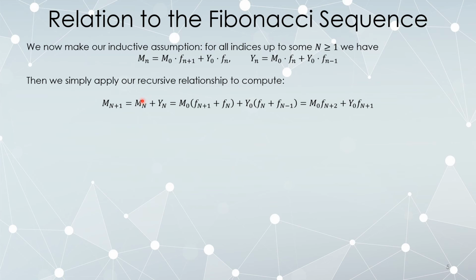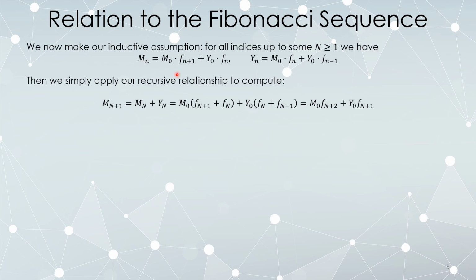So we have recursively assumed that m sub n is given by this formula with capital N's, and y sub n this formula with capital N's. When I add them together, I can factor an m naught and a y naught out of a couple of terms, but now observe that these two consecutive Fibonacci numbers add together to give me the next one, and these two consecutive Fibonacci numbers will add together to give me the next one. So indeed, the number of mature bacteria after day capital N plus 1 will match exactly the formula that we want at index capital N plus 1.